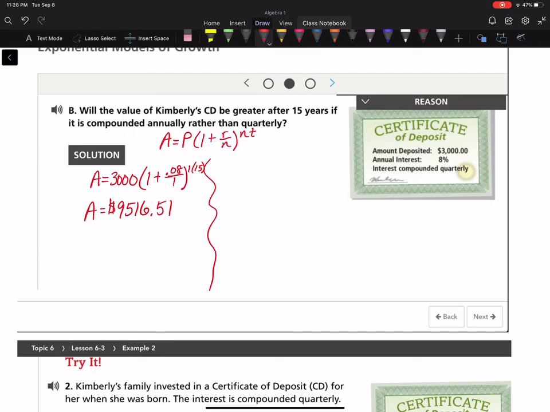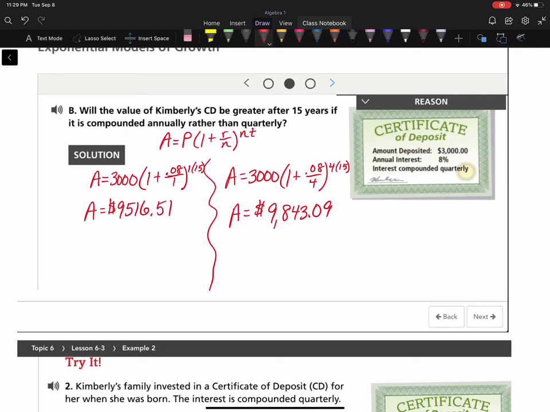And we do all that again, except this time we're going to compound it quarterly. So quarterly would be the same problem. It's just rather than dividing it by 1, we're going to divide it by 4 and multiply it by 4. So 4 times 15 power. And we put that in our calculator, and we will see that we get $9,843.09.